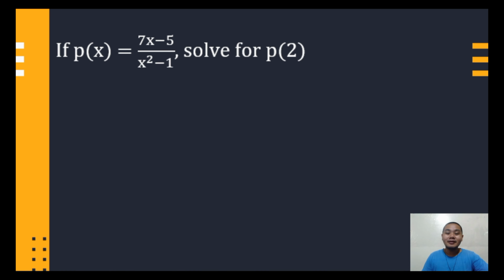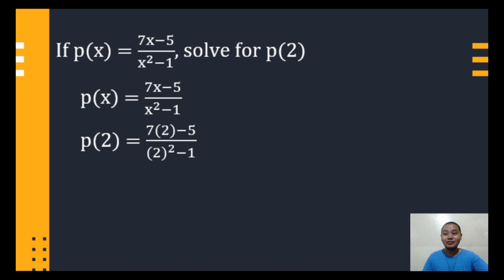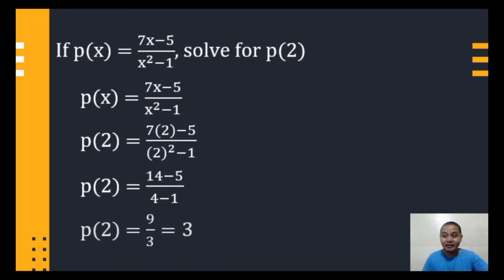So again, p of x is equivalent to 7x minus 5 all over x squared minus 1. Yung x, palitan natin ng 2. So, in that case, we will have, ayan siya. So, p of 2 is equal to 7 times 2 minus 5 all over 2 squared minus 1. So, yung numerator natin, that will become 9. Kasi 14 minus 5 is 9. Tapos yung denominator natin magiging 3. Kasi 4 minus 1 is 3. Simplifying that one, and p of 2 will be equal to 3.